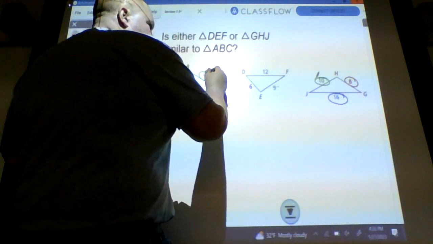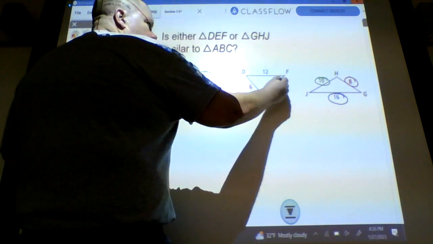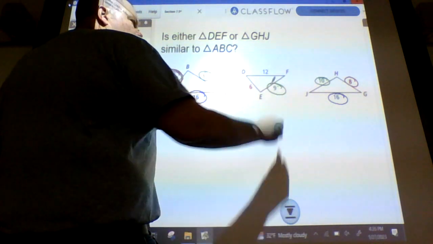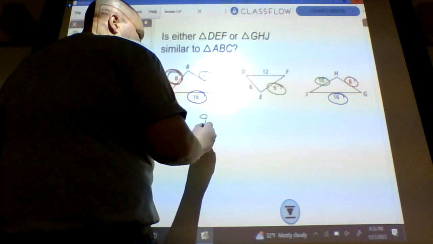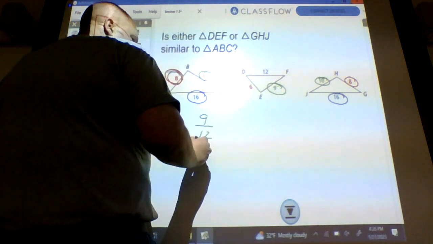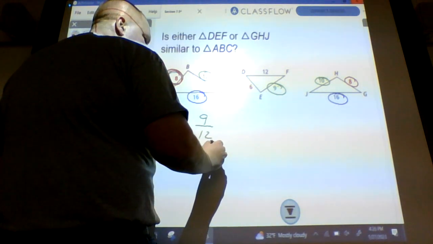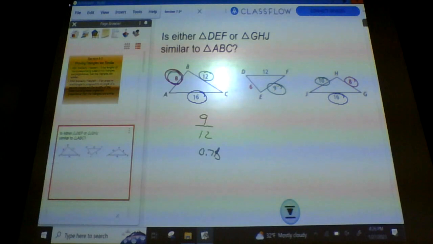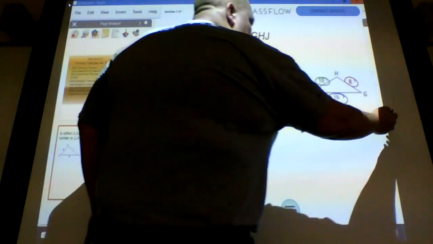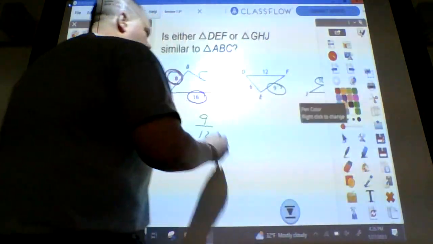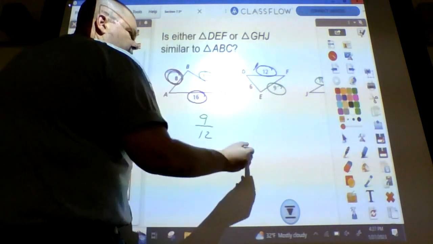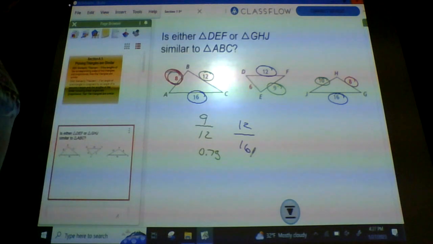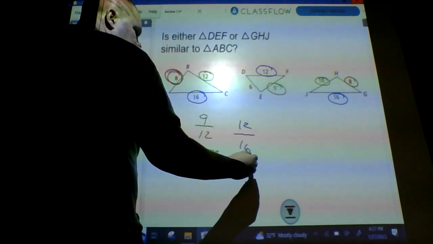Now I'm going to compare my first triangle with this one here in order to find whether DEF is similar to ABC. So I'm going to take that side, 9 over 12, and that's going to give me 0.75. So I know that I've got one of the sides that has a ratio of 3/4. Now we're going to check the next one, the blue. I'm going to go with 12 and 16. And I check, is 12 over 16 the same ratio as my green? It was 0.75, and it is.